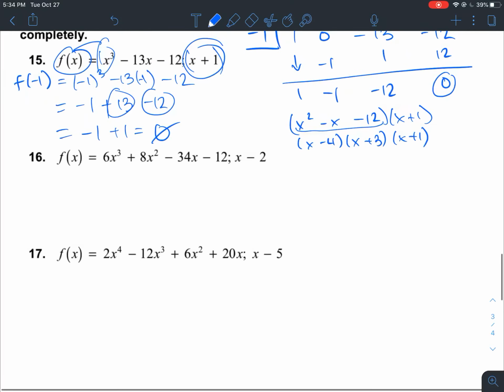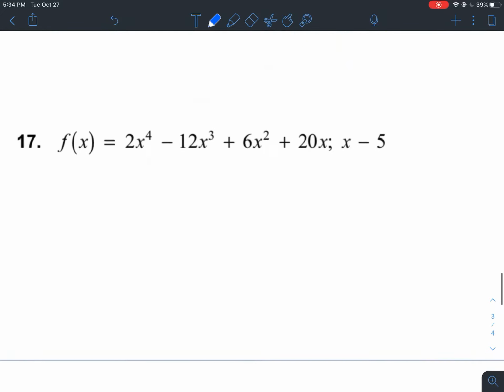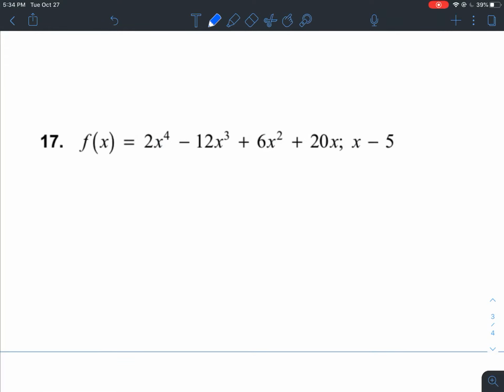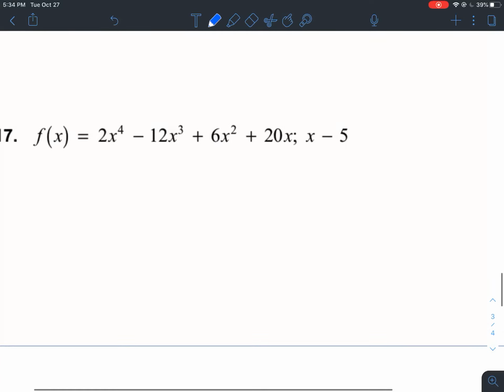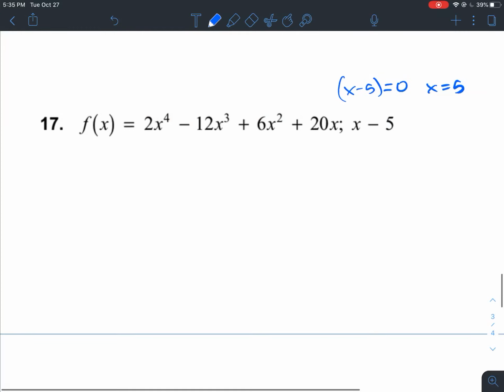So I'm going to jump ahead and try and do number 17. If you want to do number 16, you're more than welcome to, but I'll do one more example of the factor theorem so that we can finish this video. So for this one right here, it's asking us to see if x minus 5 is a factor. So if x minus 5 is a factor, then it would be equal to 0. Thus x would equal 5. So let's try and plug that in. F of 5, if we get 0 from this, then we know that it is indeed a factor.